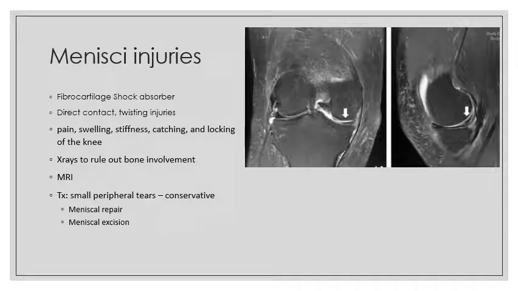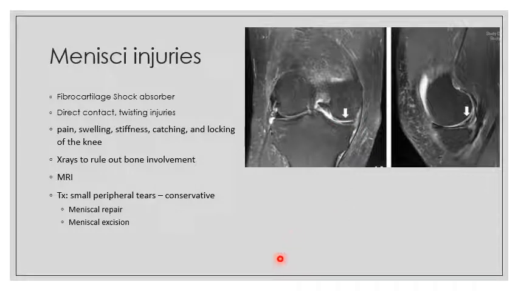So for meniscus injury, the meniscus basically is a crescent-shaped piece of fibrocartilage that provides joint stability, shock absorption, load distribution, and proprioception to the knee. So it's a shock absorber basically. It usually happens on direct contact or twisting injuries, and patients would usually complain of pain, swelling, stiffness, catching, and locking of the knee. X-rays are usually done to rule out any bone involvement. And on this MRI, you can see some sort of tear on the meniscus.